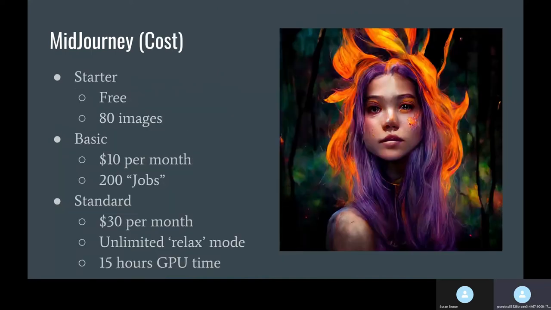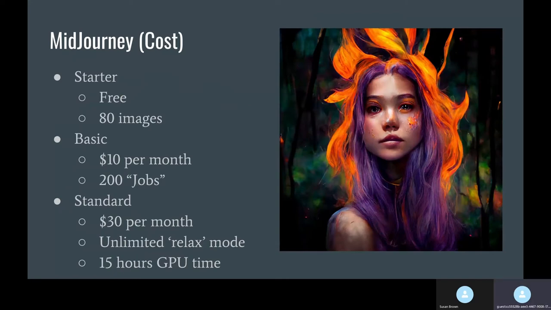Okay. So what does it cost? Starter, it's free. They give you 80 images right off the bat. Now these images are not 80 created images. It's 80 images worth of CPU time. So remember, when you create an image, you're crunching away on a computer, and that corresponds with a certain amount of time. Basic is about $10 a month, and you get 200 jobs. And again, jobs is not one action. It's kind of like four. So think of it in those terms.